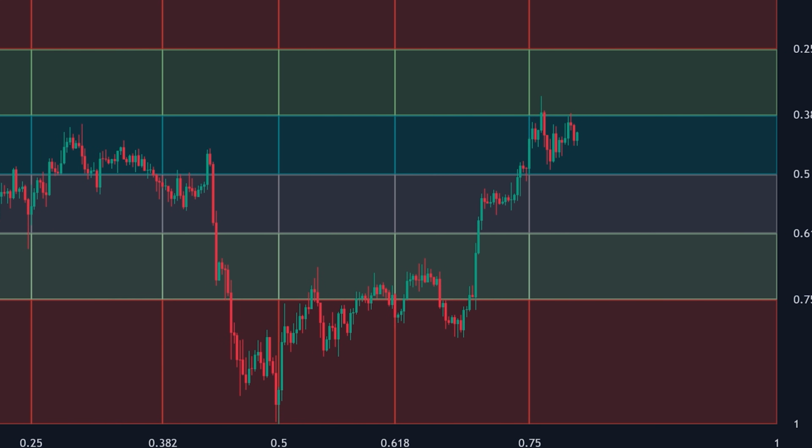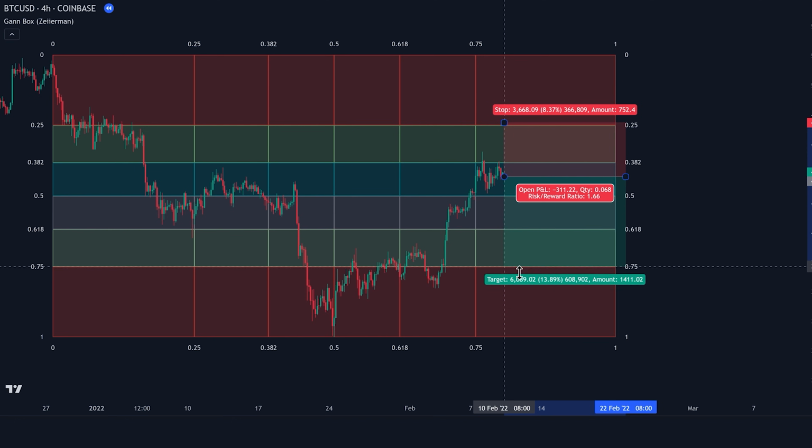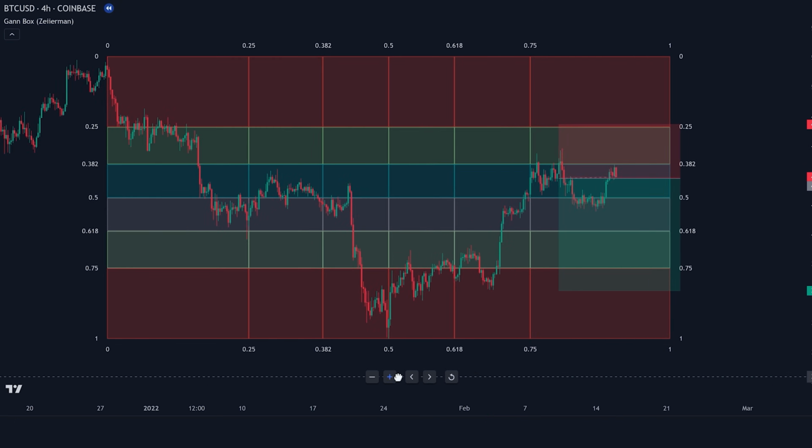For the best sell position, enter the trade once the price bounces off the 0.382 level. Place the stop loss slightly above the most recent resistance level identified by the Gann Box. Target a 2 times risk to reward ratio. Now let's see how the trade plays out.